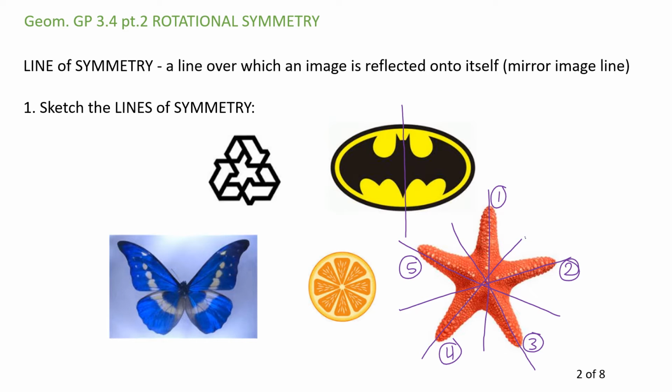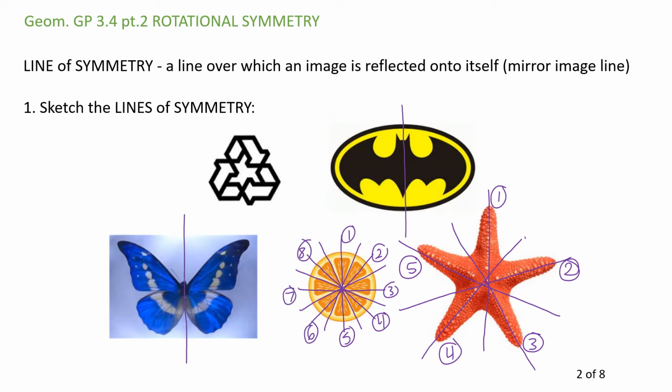Don't be confused by this. This is just the tail end of that other line. So you can actually fold it along any one of those lines, and you will see a mirror image. The orange wedge, it looks like I have them there, but I also have these. So I have a total of 8. Butterfly only has 1.